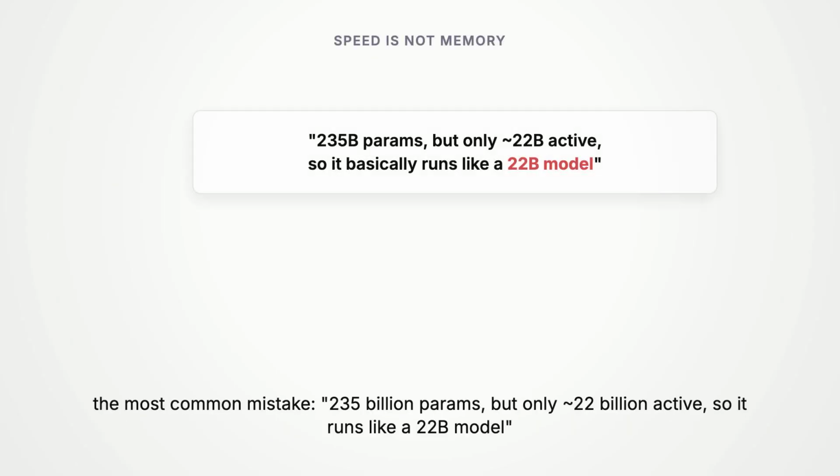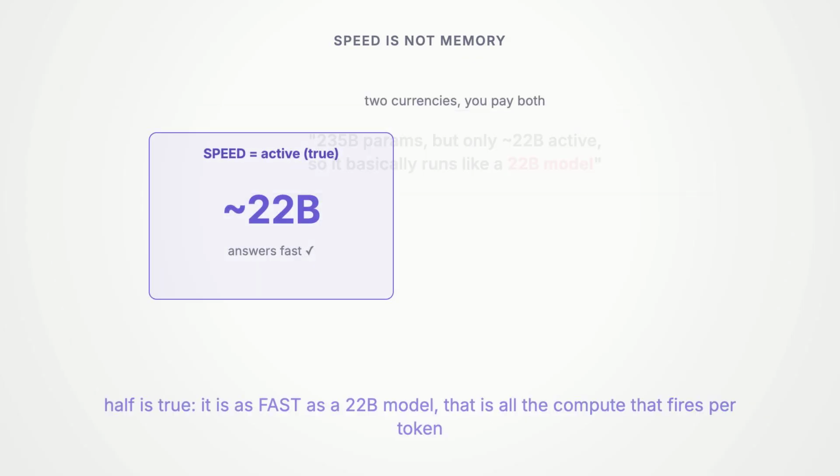Now we can diffuse the single most common mistake people make about these models. You will hear someone say, this model has 235 billion parameters, but only about 22 billion are active, so it basically runs like a 22 billion model. Half of that sentence is true, and the dangerous half is false. The true half, it is as fast as a 22 billion model, because that is all the compute that fires per token. That is a real and wonderful gift.